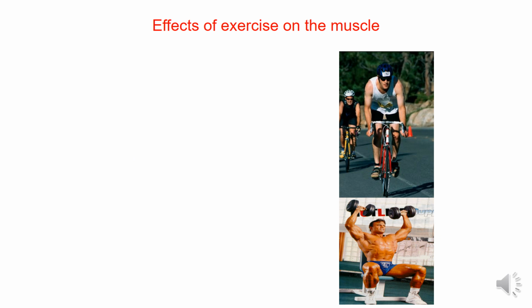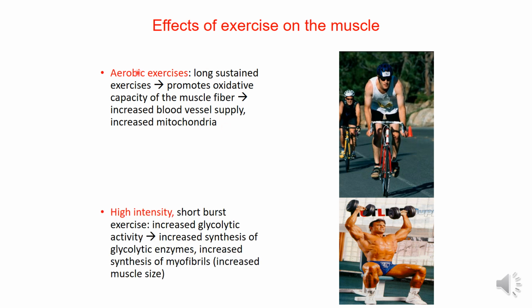Effect of exercise on the muscle. Aerobic exercise, long sustained exercise, promotes oxidative capacity of the muscle fiber, increases blood vessel supply, and increases the mitochondria. So aerobic exercise like running or biking, in the long term, is going to change the blood supply in the muscles and the mitochondrial density inside the muscle. High intensity, short burst exercise increases the glycolytic activity, so it is going to increase the synthesis of glycolytic enzymes and the synthesis of myofibrils, increasing muscle size.